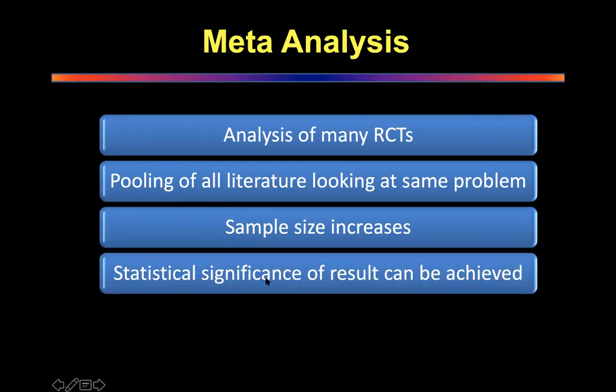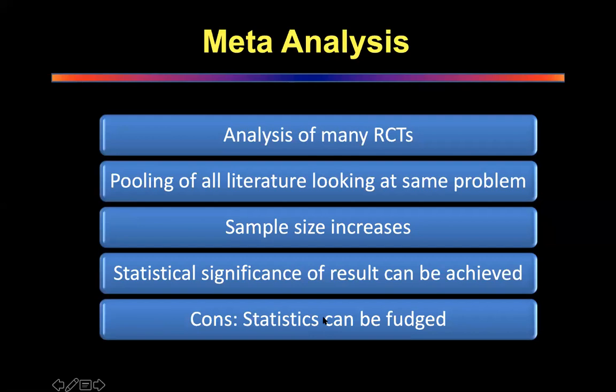So statistical significance of results can be achieved. In multiple studies, they may not have got statistical significance because their sample size was small. But when you pool everything together and you do what is called a meta-analysis, then your sample size increases. So there is more chance that you will get a statistical significance of result, okay?